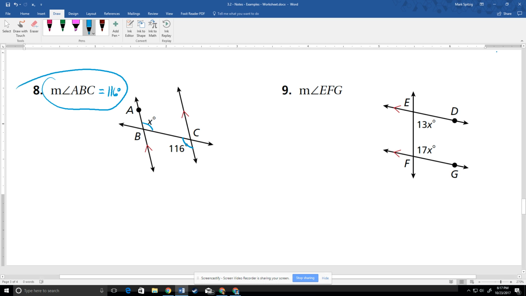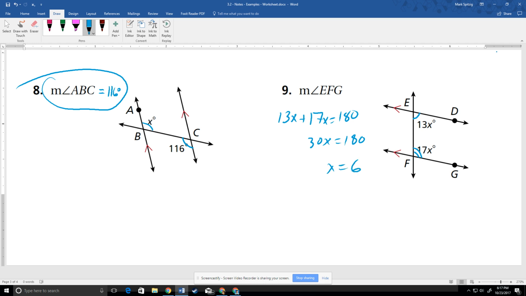All right, we have these. Now I'm looking, okay, these are in the interior. They're on the same side, so they're actually not going to be congruent, but they're going to be supplementary. Same side interior angles are supplementary. So we know that the sum of them, 13x plus 17x, is going to be 180. Right, so we get 30x equals 180. So we get x equals 6.